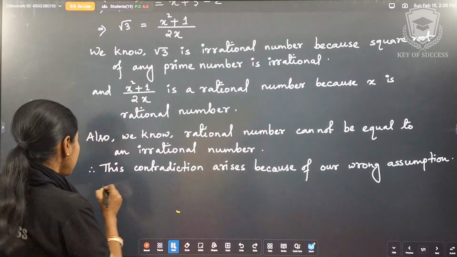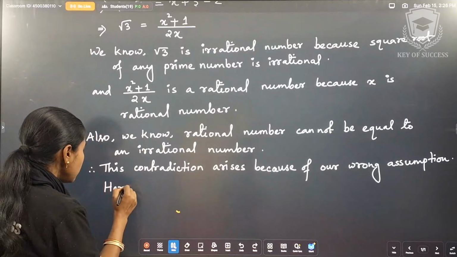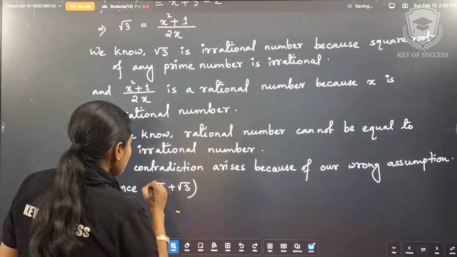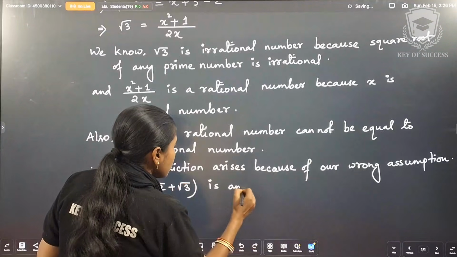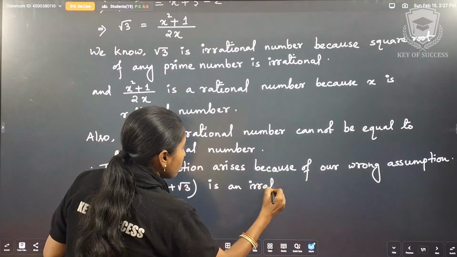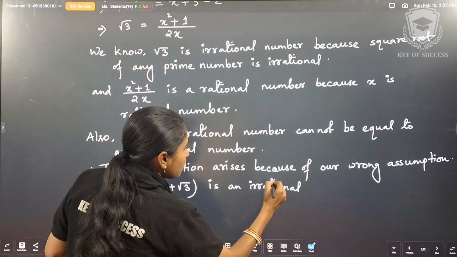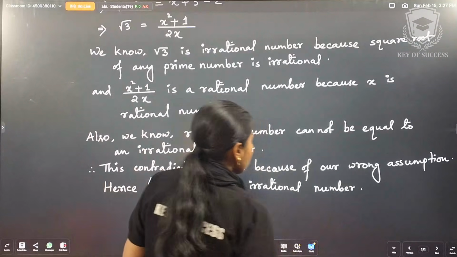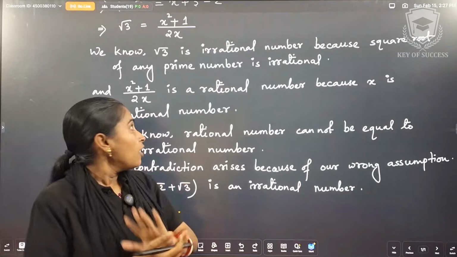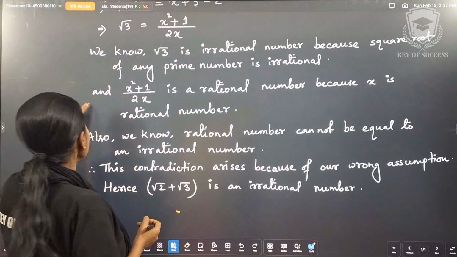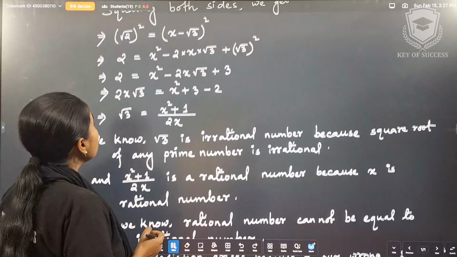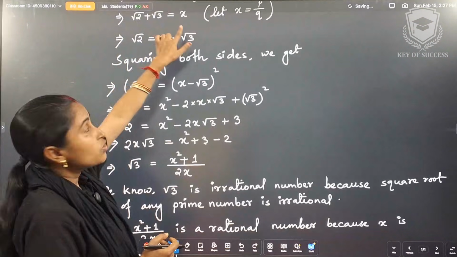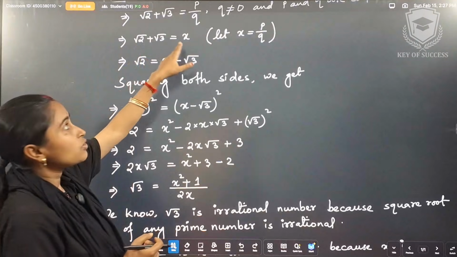Okay, so hence what we will write? Root 2 plus root 3 is an irrational number. Okay, this much only. Now remember that here I have changed. It was root 2 plus root 3 is equal to x. Okay, root 2 plus root 3 is equal to x.